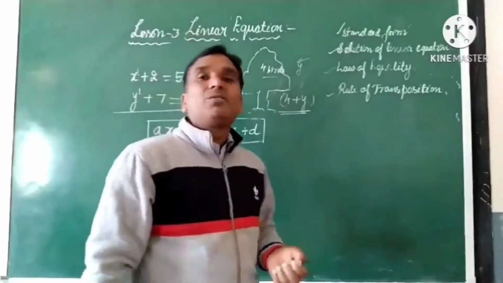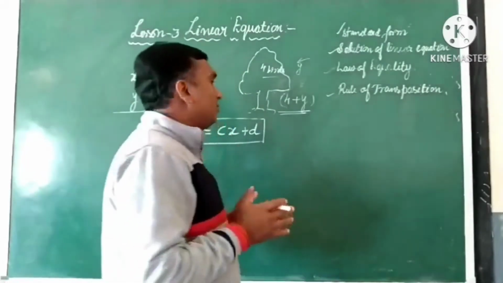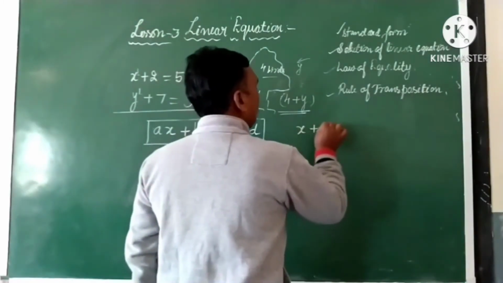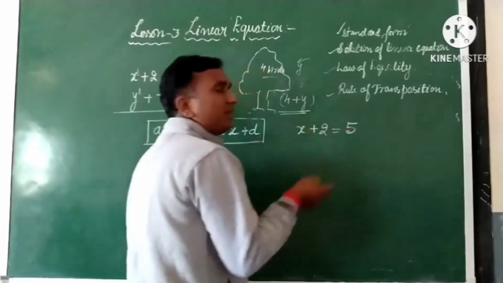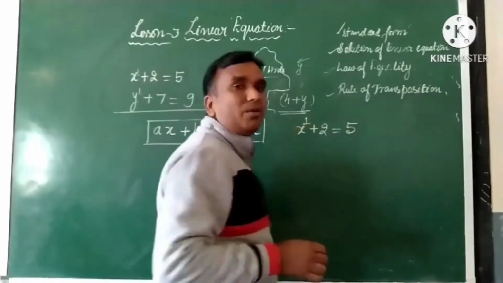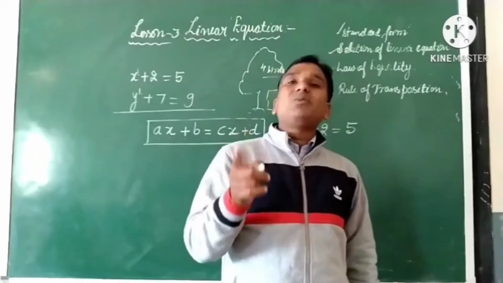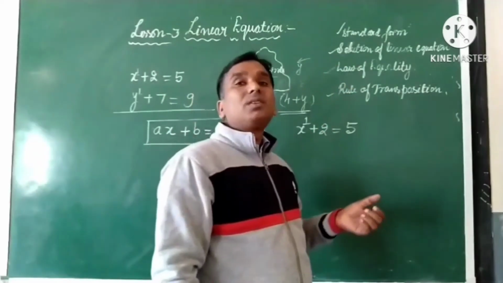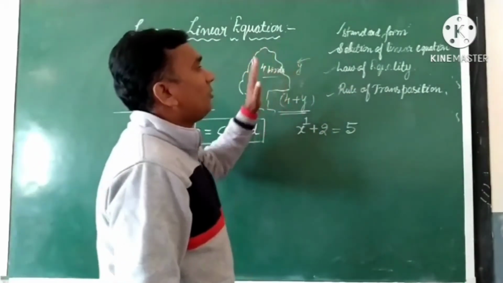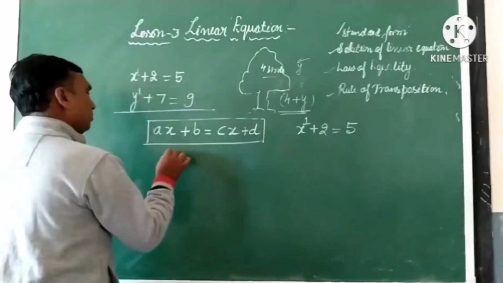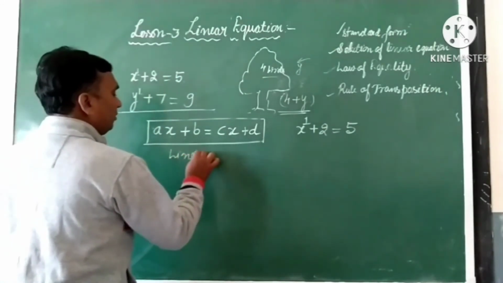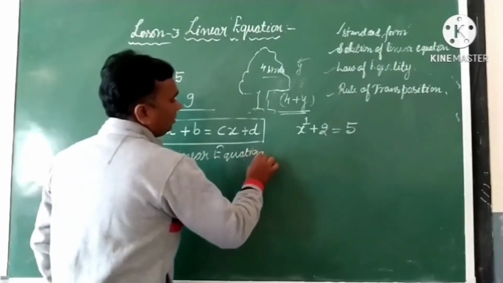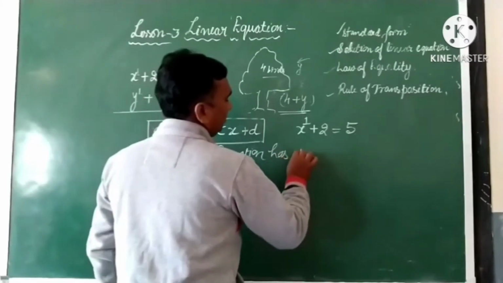Next, solution of linear equation. I want to tell you, in an equation, how many powers are in the variable? Means x plus 2 equal to 5. You have to see the variable. In the variable there is only one power. It means that the equation will contain only one solution. And the solution of this equation is also known as the root. So the root of a linear equation is only one. You can say a linear equation has one root.